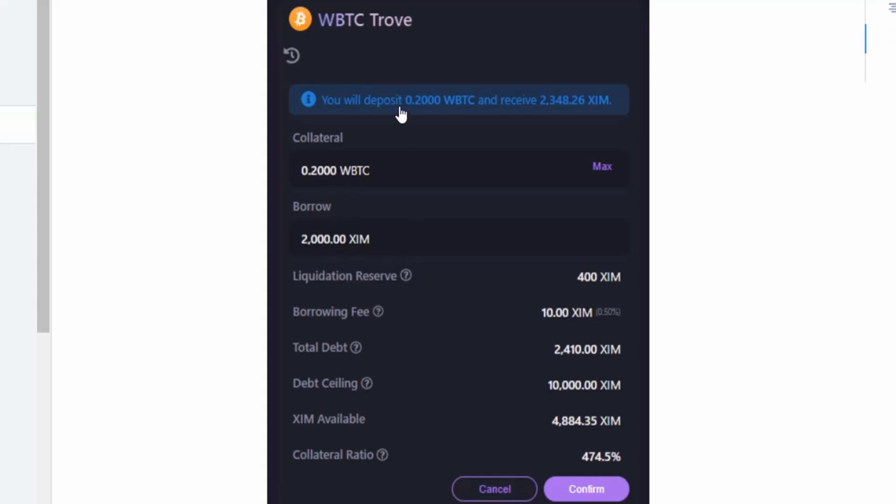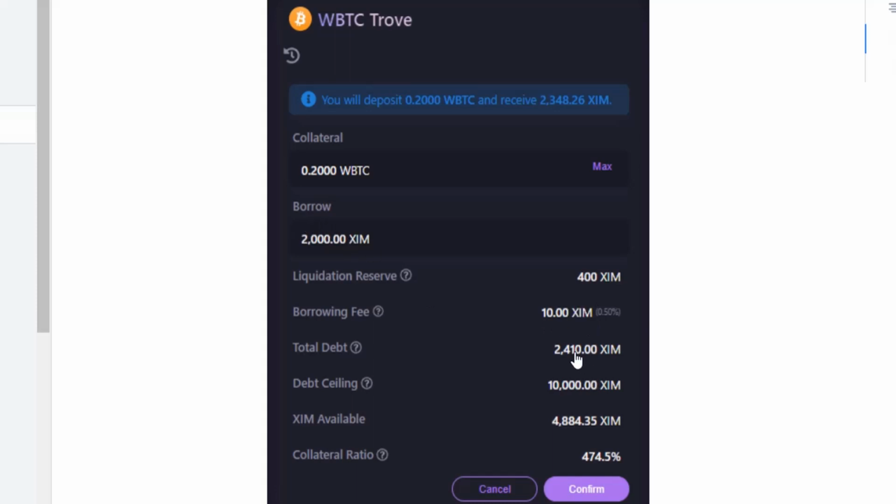Now, each trove is independent, so if your wBTC is in a position to get liquidated, that doesn't mean your Ethereum position will get liquidated. There is a one-time borrowing fee. So anytime you press borrow, then you get charged this $10. As you can see, it gets added to your debt and it's a percentage, 0.5%. So, as you borrow, you're going to have to pay a little bit to borrow. So, keep that in mind as you do this.